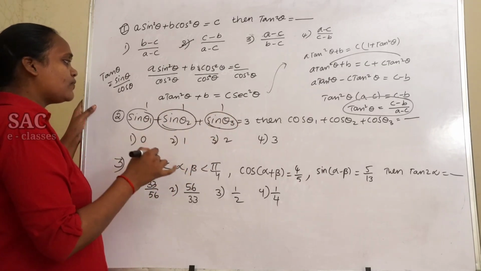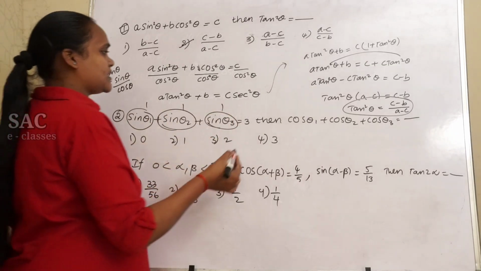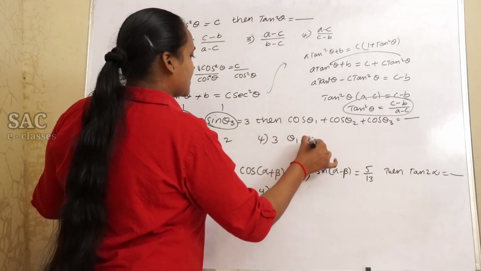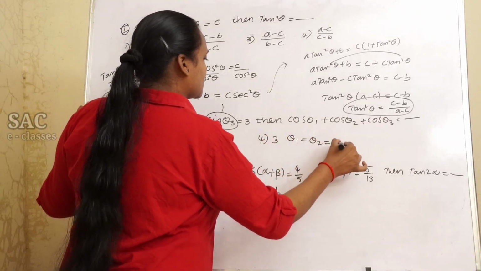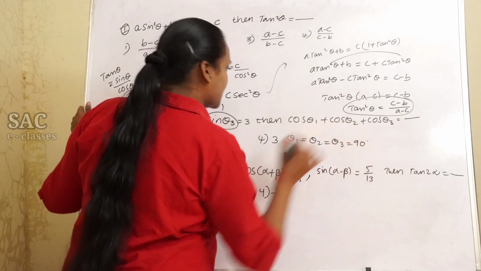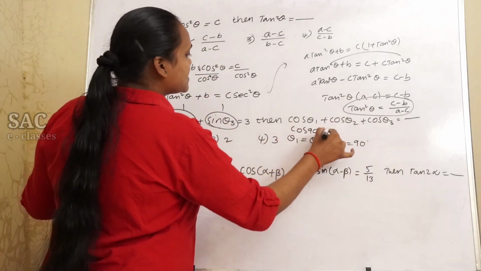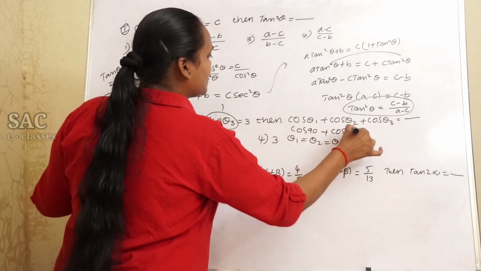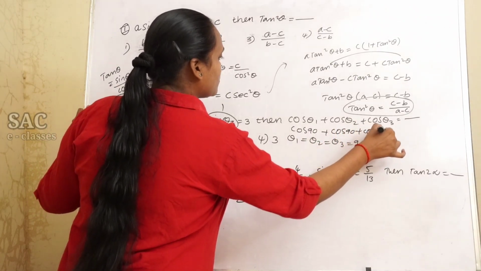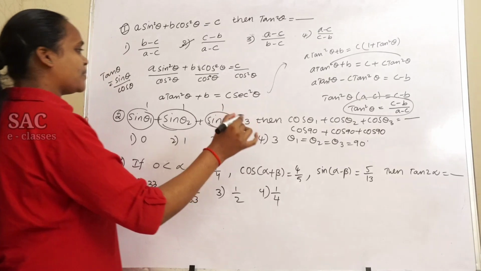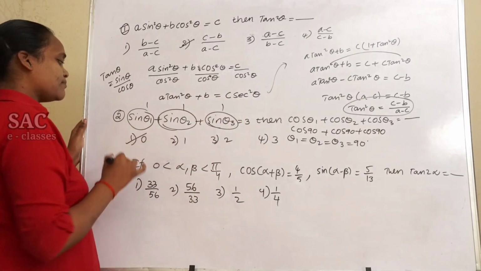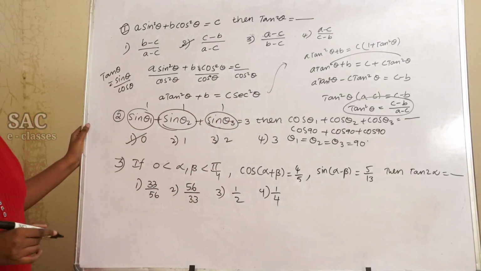What value of theta gives sin equal to 1? Yes, your guess is correct: theta 1, theta 2, theta 3 are all 90 degrees. We know cos 90 degrees plus cos 90 degrees plus cos 90 degrees, and cos 90 is 0. So 0 plus 0 plus 0, then simply the answer is 0.